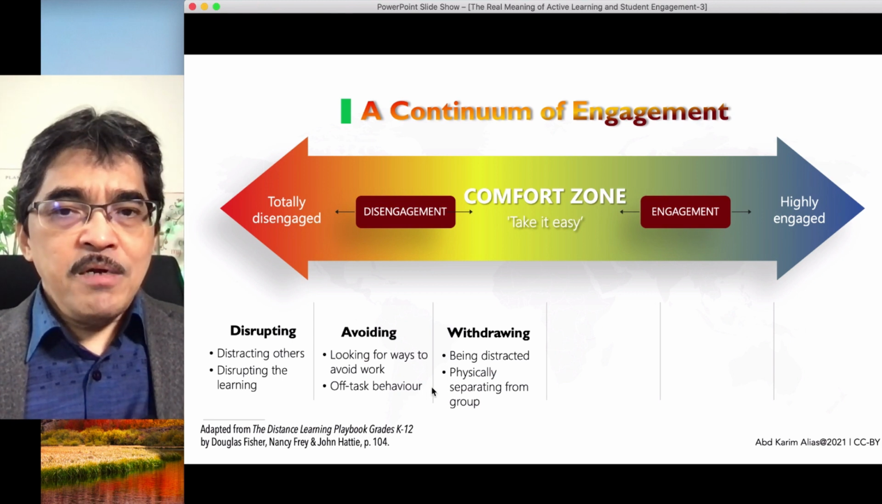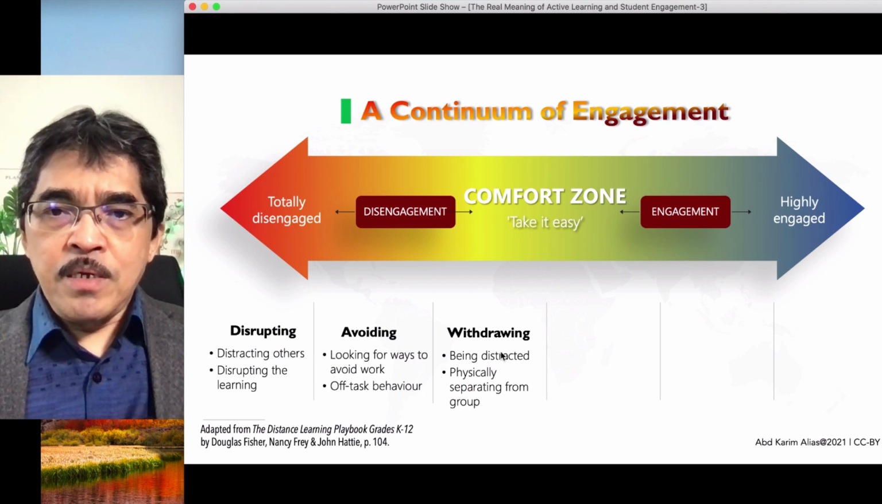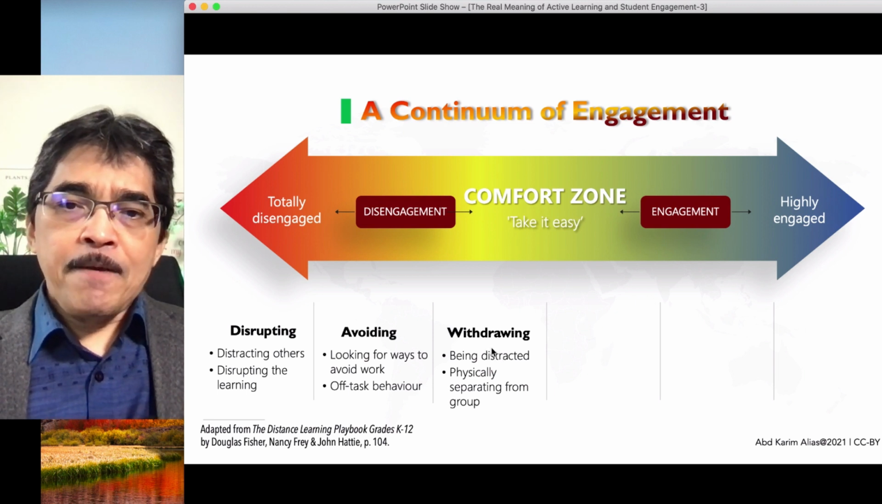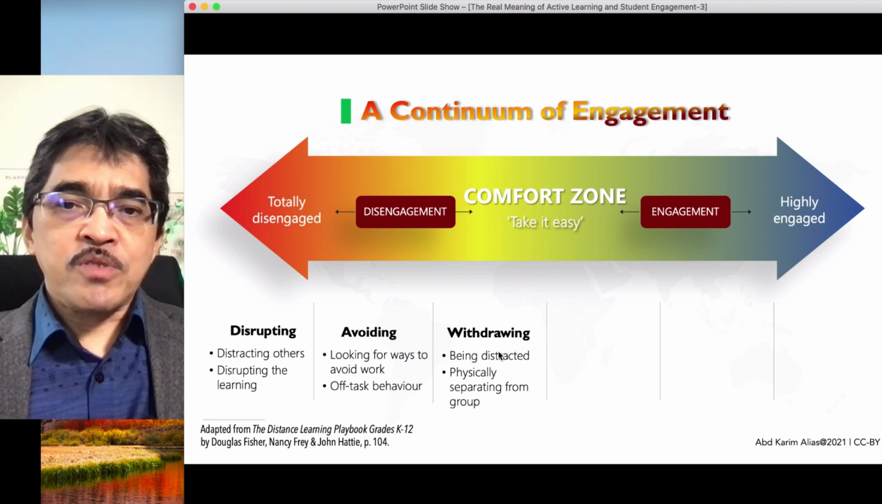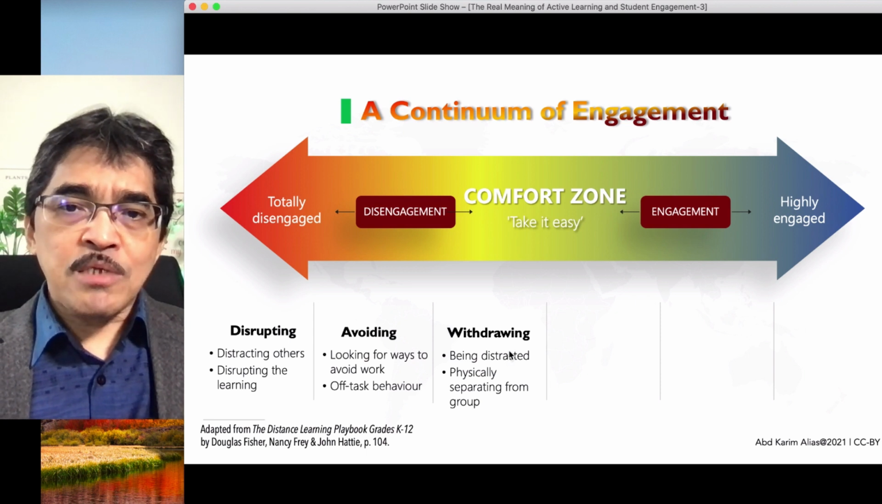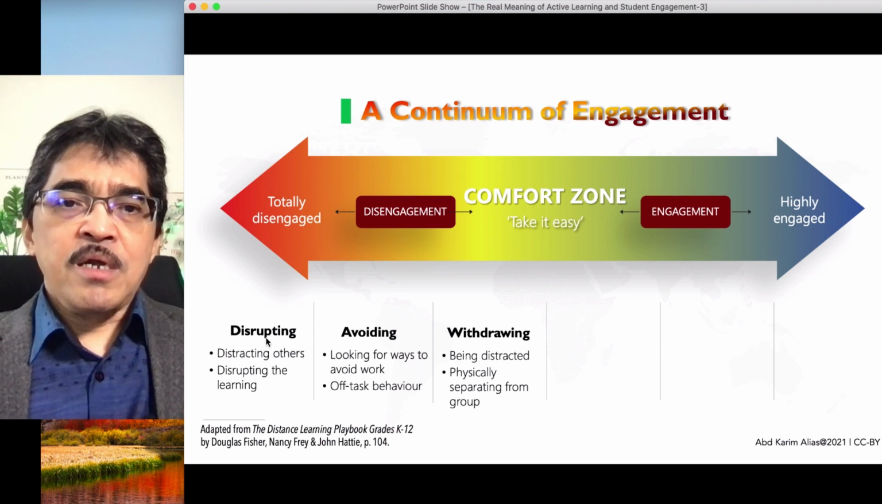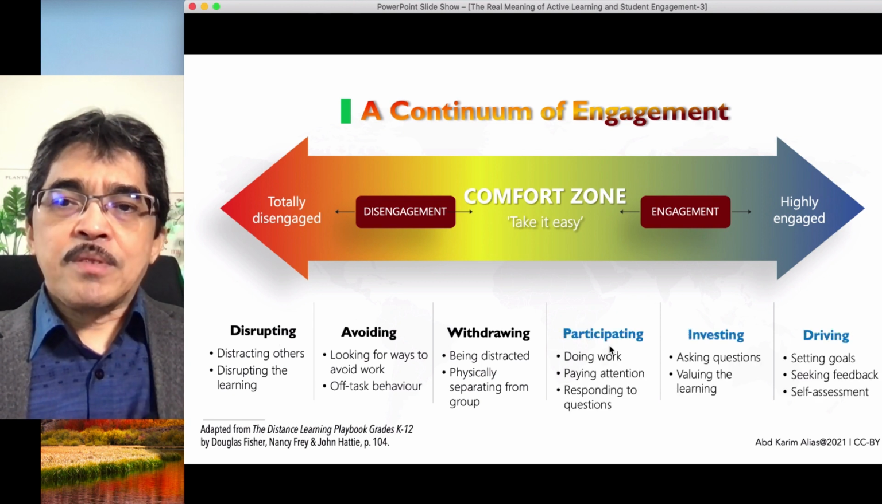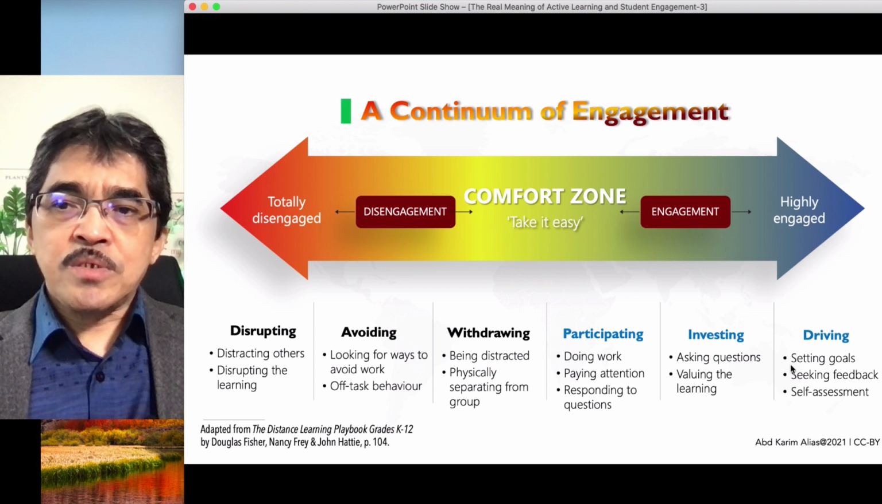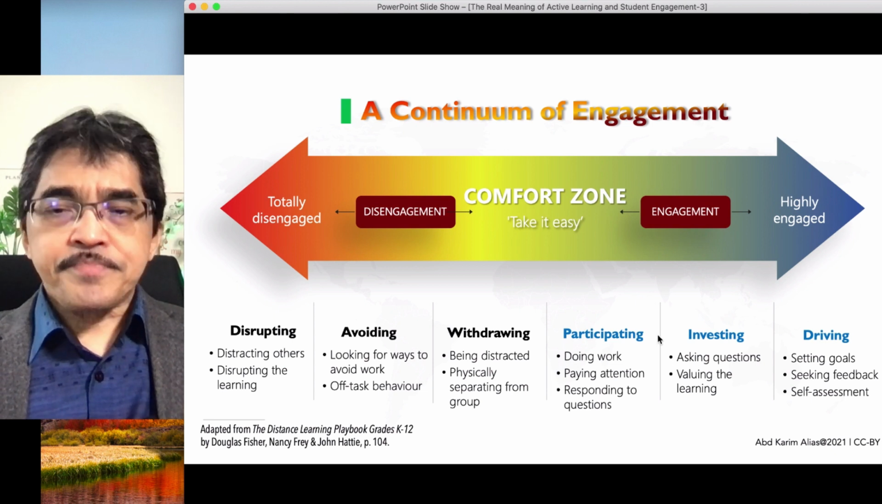So we don't want to be here, and we should be alert as a teacher. We should be alert to identify and notice the signs when the students start to withdraw, avoid, and also disrupt. What we want is when the students engage.